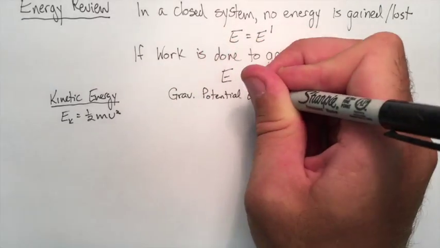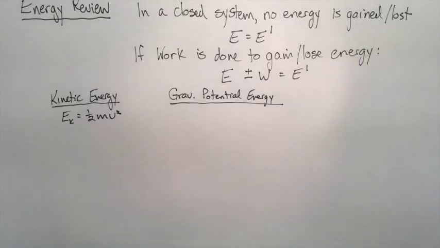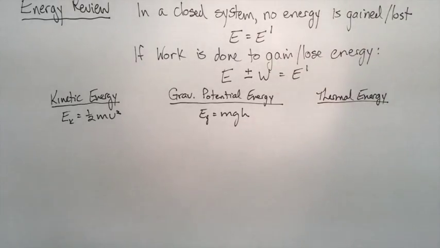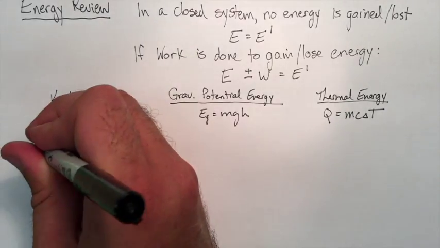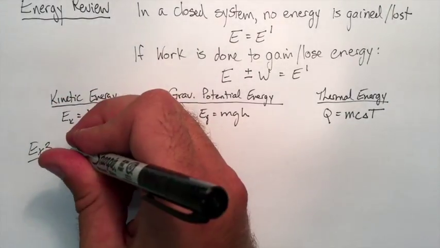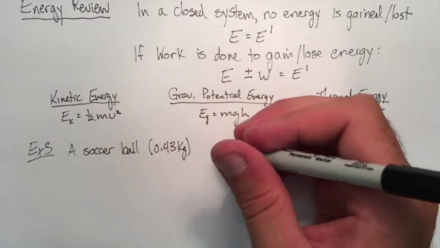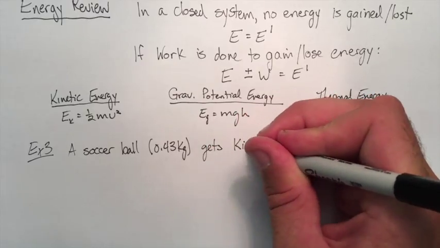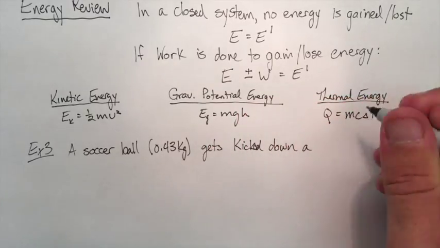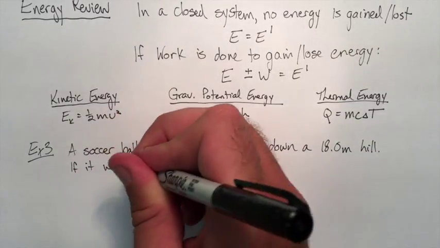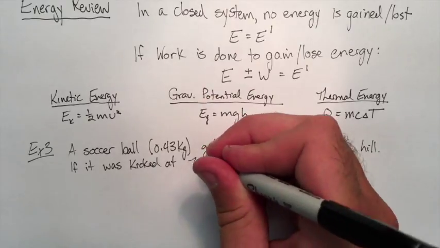And we'll use our same energy formulas from grade 11. Kinetic energy is 1/2 mv squared. Gravitational potential energy will be mgh. And we also looked at thermal energy last year, which would be mc delta T. So let's do one example here before the note's done. Let's say a soccer ball, which is about 0.43 kilograms, gets kicked down an 18-meter hill. If it was kicked with an initial velocity of 7.4 meters per second, let's try and calculate our final velocity using energy analysis.